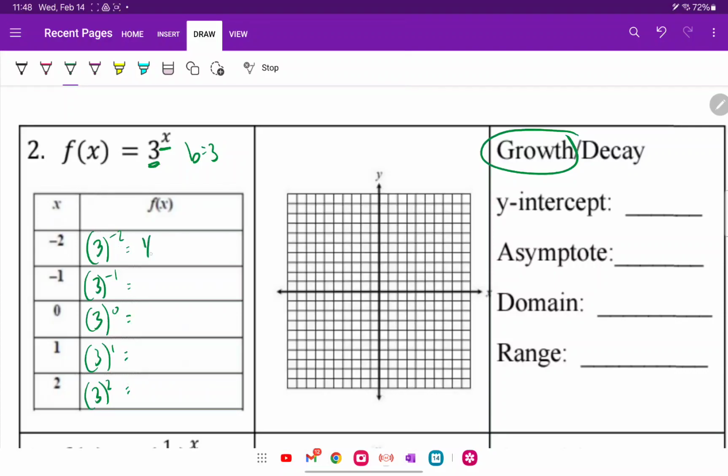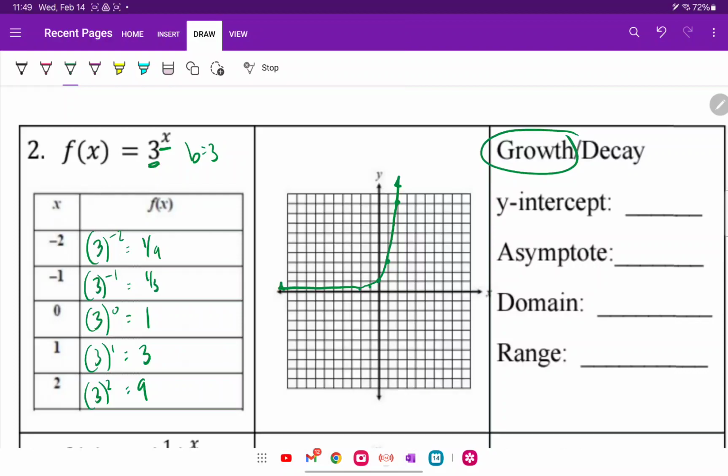So 3 to the -2 is 1/9. 3 to the -1 is 1/3. 3 to the 0 is 1, sorry. 3 to the first is 3. 3 squared is 9. All right, over here I'm going to graph them to the best I can. So -2 and 1/9. -1 and 1/3. 0, 1. 1, 3. And 2, 9, 3, 4, 5, 6, 7, 8, 9. All right, connect our dots and make our graph.